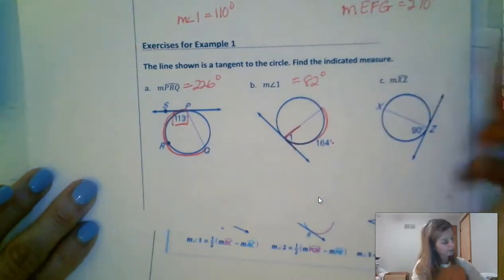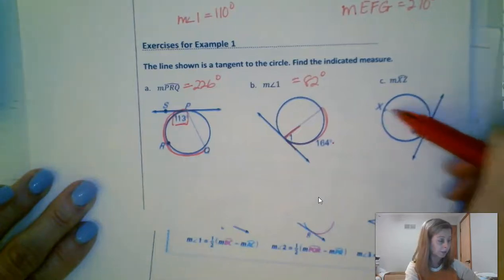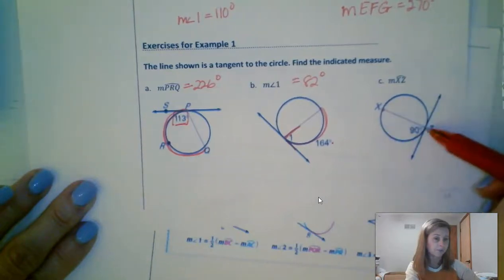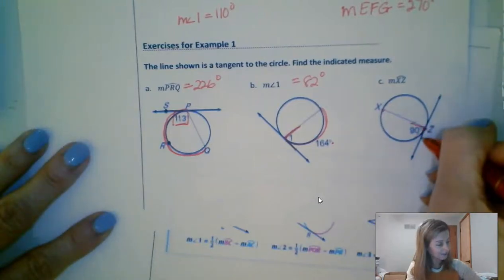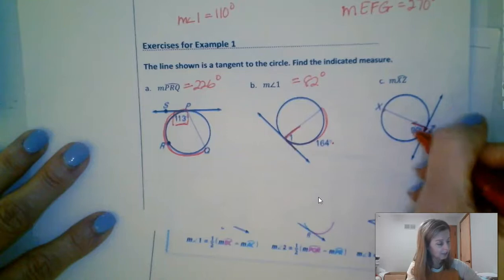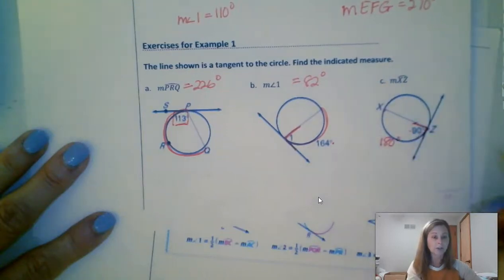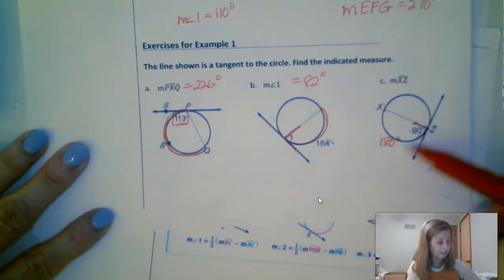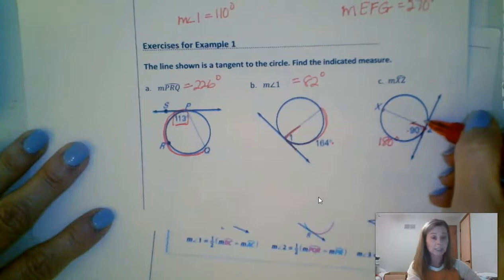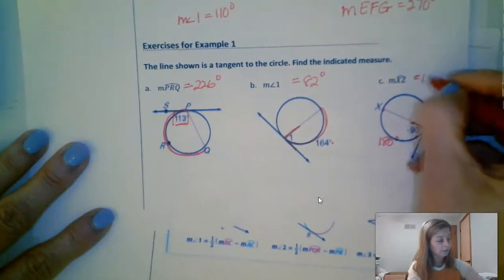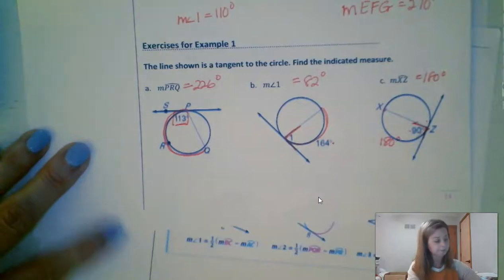Okay, last one, measure of arc XZ. So which way do I go for arc XZ? And so when you start to look at it, look at this 90 right here. If this is a 90-degree angle, then if I double it, I get a 180-degree arc, which tells me that that is a semicircle. So it doesn't matter which direction. This is also 90 because it's a linear pair. So I end up with 180 degrees for that arc.